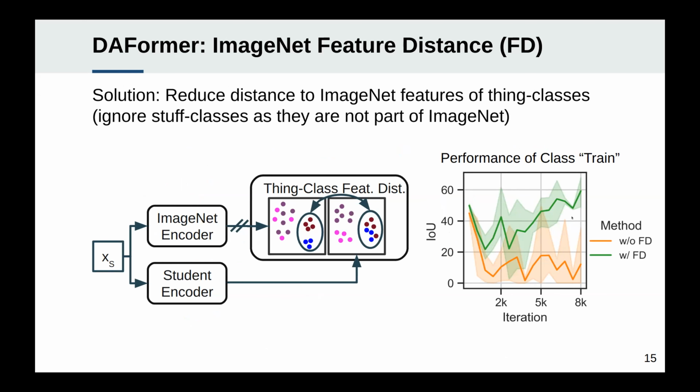However, there's a very important point. We only do that for so-called thing classes, so objects in an image, in contrast to background regions, because ImageNet is only trained with object classes, not with background. There's no ImageNet image labeled road or sidewalk or whatever. So therefore, we constrain it only to the thing classes, and that really helps.